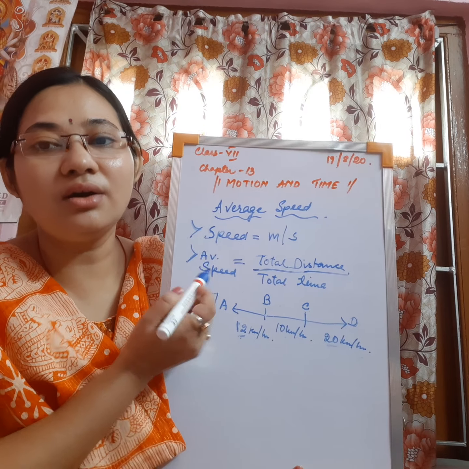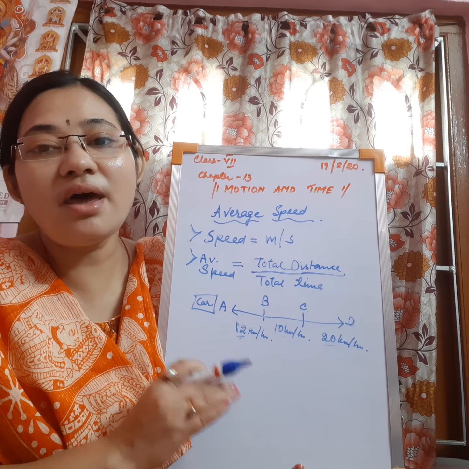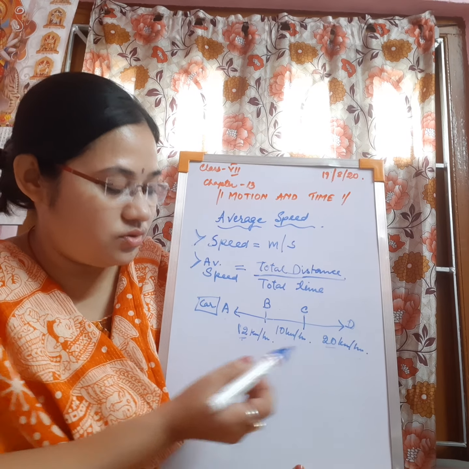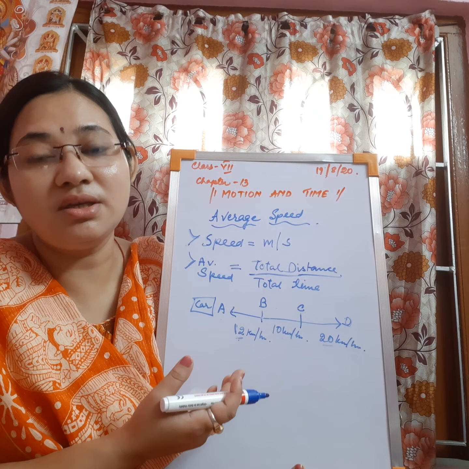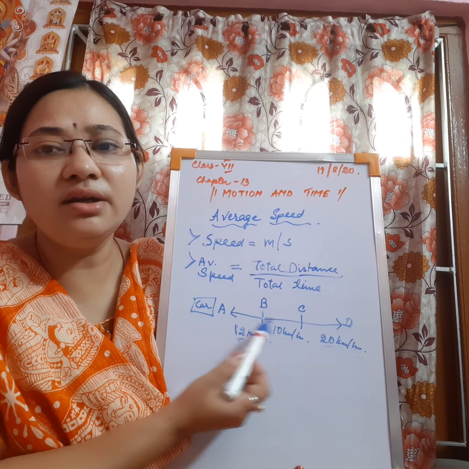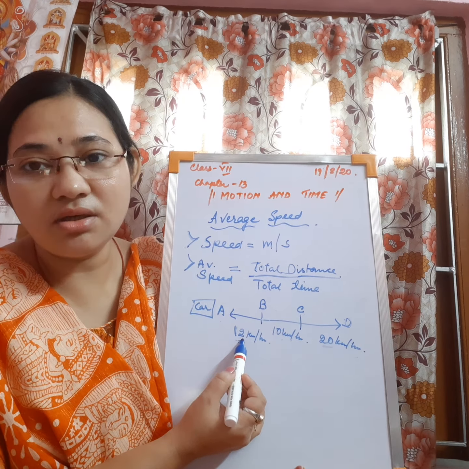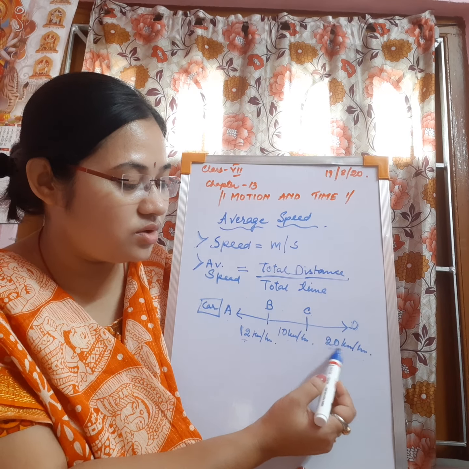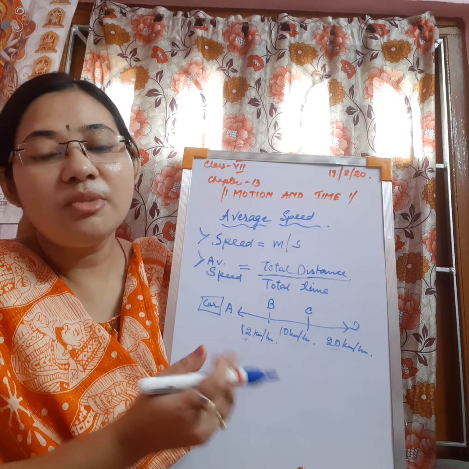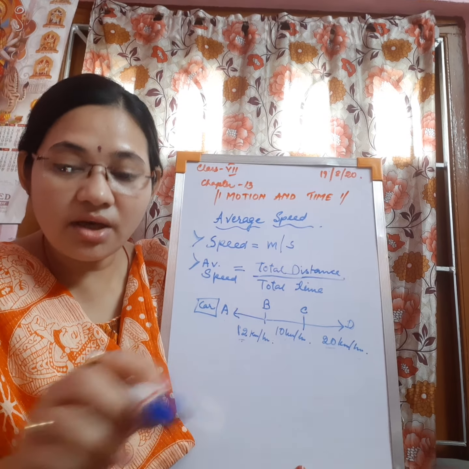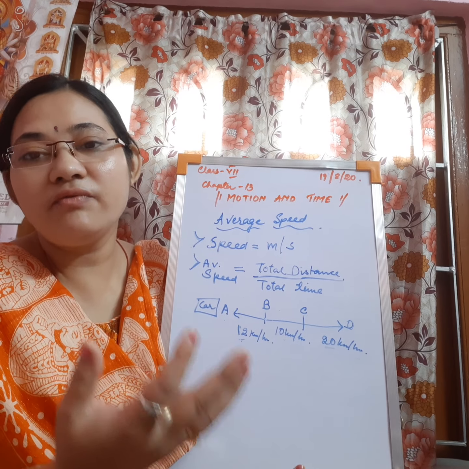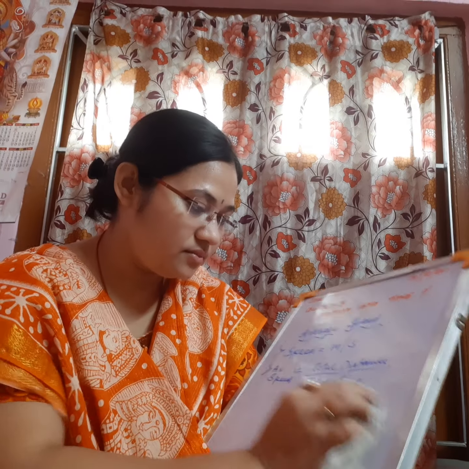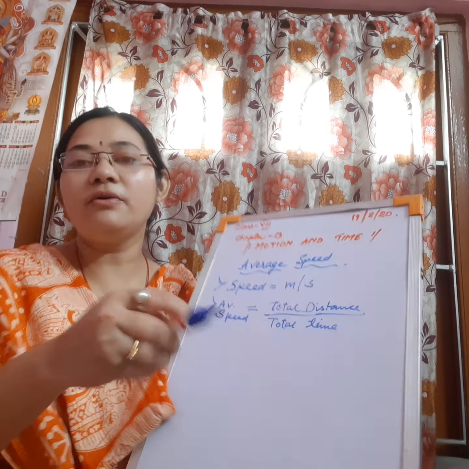So here we need the concept called average speed. What is the actual average speed of this car? It is traveling at 12, 10 and 20 kilometers per hour. We cannot say the whole journey is at a speed of 12, or 10, or 20 kilometers per hour, because we need an average. So let us see the different ways by which we calculate average speed, with the help of one numerical.